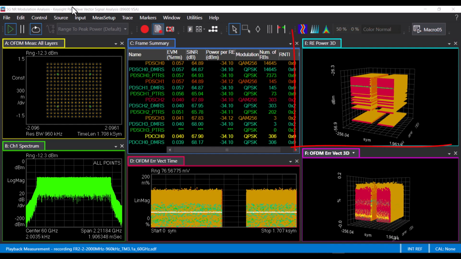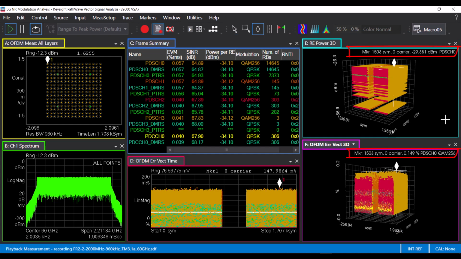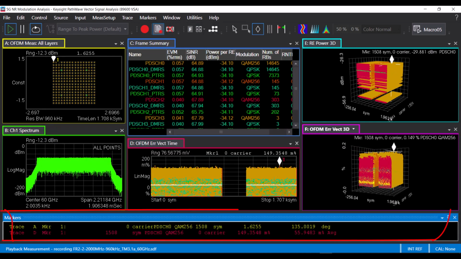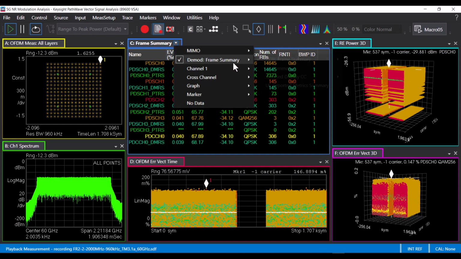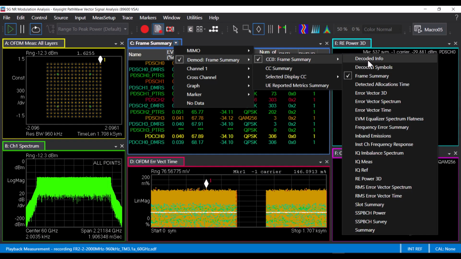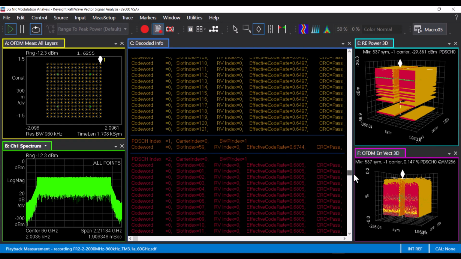The 3D power is very useful when verifying base station systems, for example, to make sure the power per each resource element is balanced. You can use markers to read the power and channel information. You can also couple the markers with other traces to help you understand the identity and characteristics of a symbol simultaneously in the time and frequency domains. If the transmitted signal has channel coding, as in this case, you can decode the signal and get CRC information.